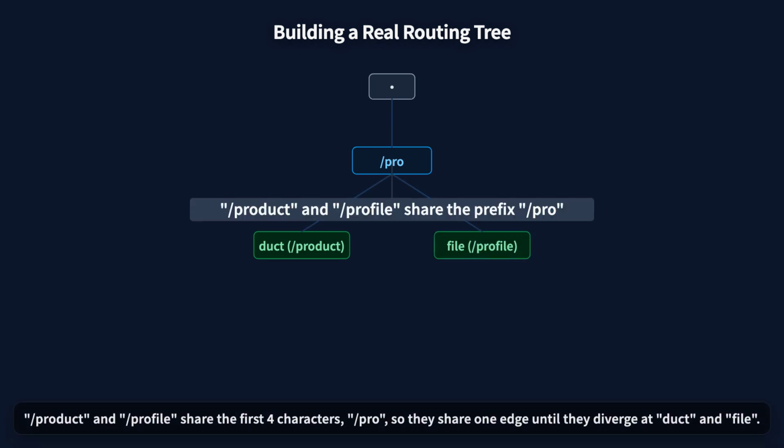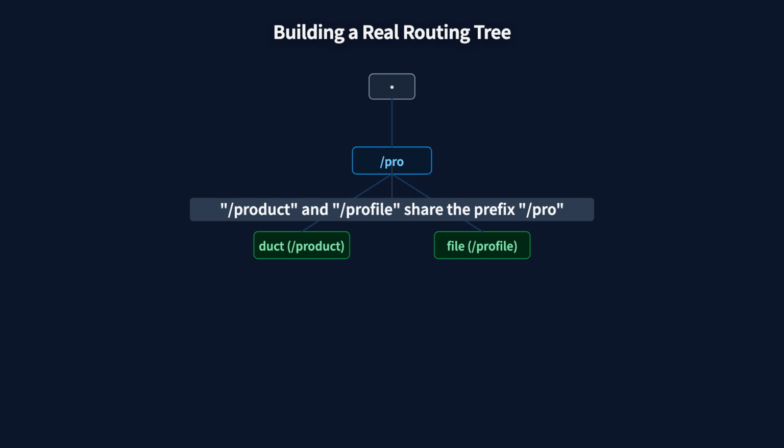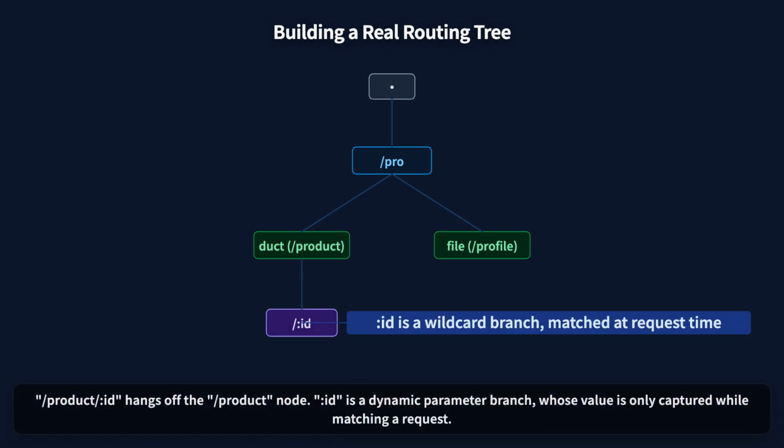Product and profile share the first 3 characters, pro, so they share one edge until they diverge at duct and file. Product hangs off the product node. Id is a dynamic parameter branch, whose value is only captured while matching a request.